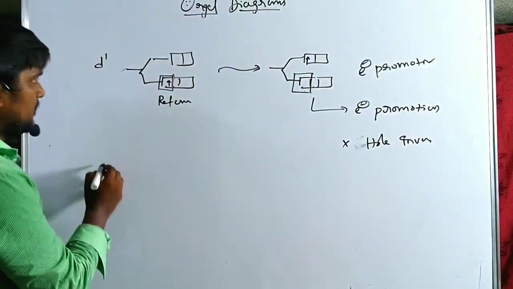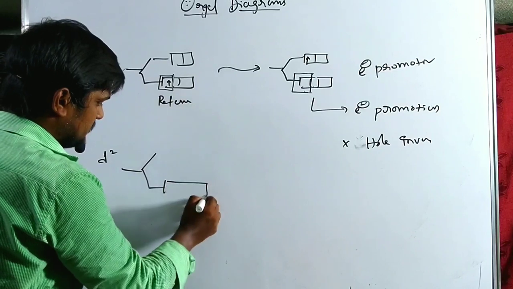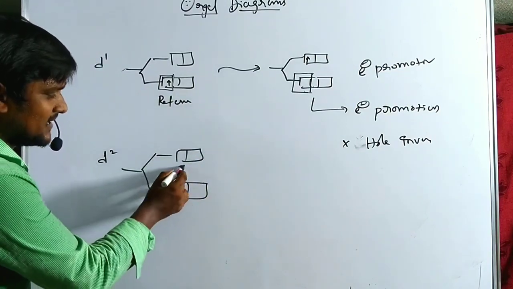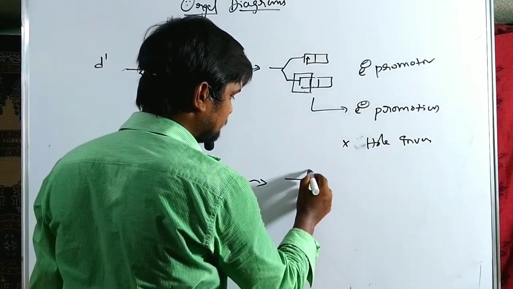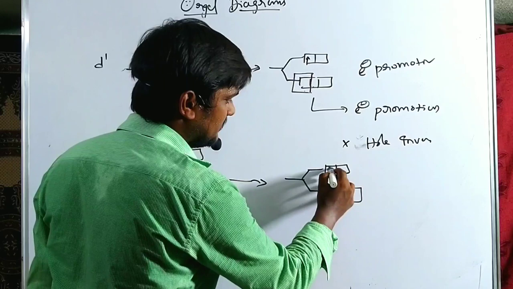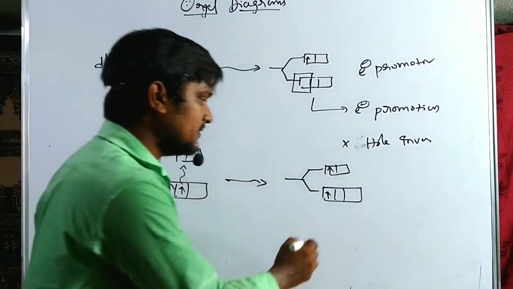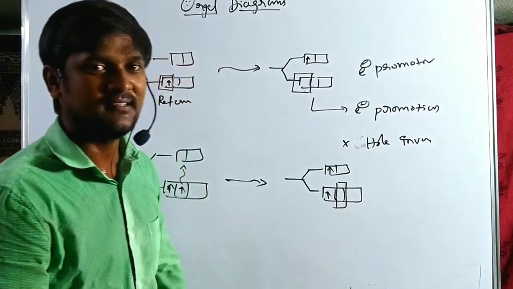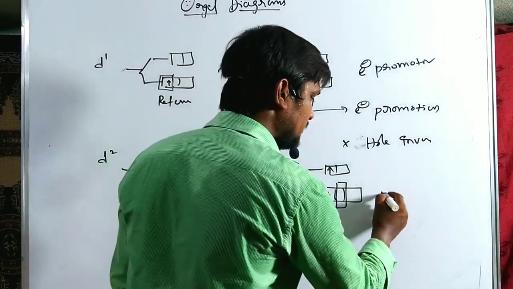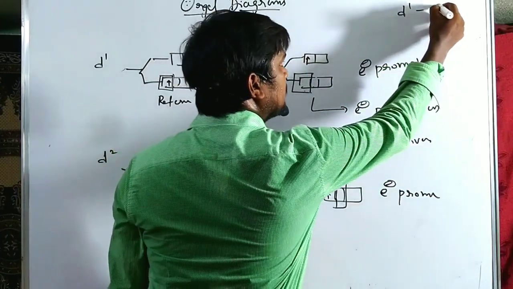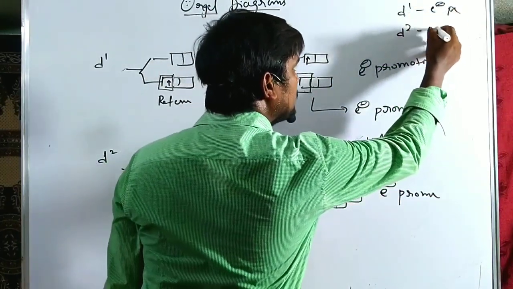That's why it is electron promotion. Now we'll go through the d2 configuration. One, two. So the last electron can jump to the higher energy level. Now here the reference orbital is this reference orbital, which is equal to the right side orbital of the T2G level. So it is also electron promotion. D1 electron promotion, D2 electron promotion.